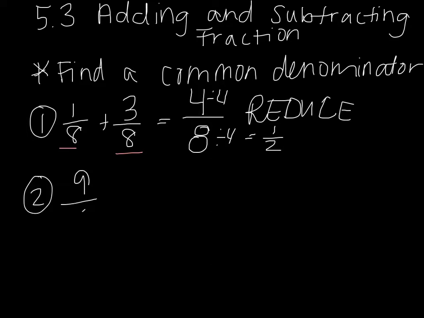9 over x minus 7 over x. Now this is something we haven't seen before. So what you have to make sure is that they both have a common denominator, which this one does. They're both x. So that means my answer is going to be x on the denominator. Then I have to do 9 minus 7, and I would get 2. So my answer should be 2 over x. And that's it. That's our answer, 2 over x.